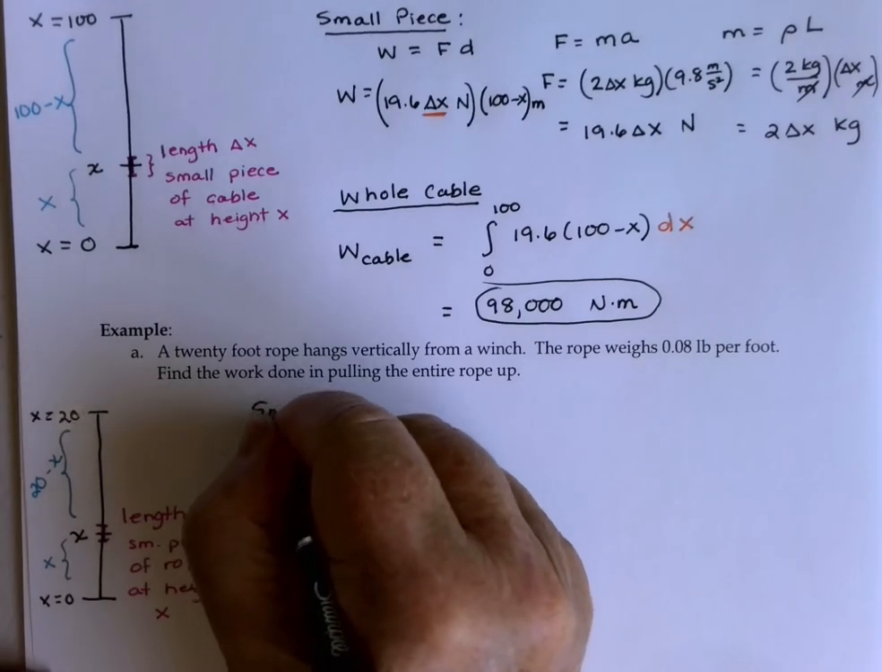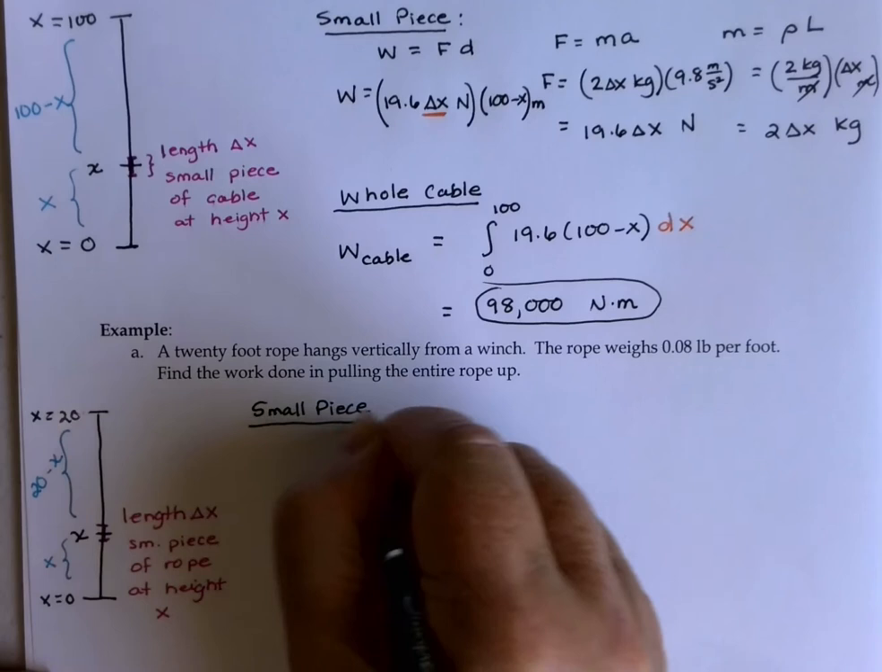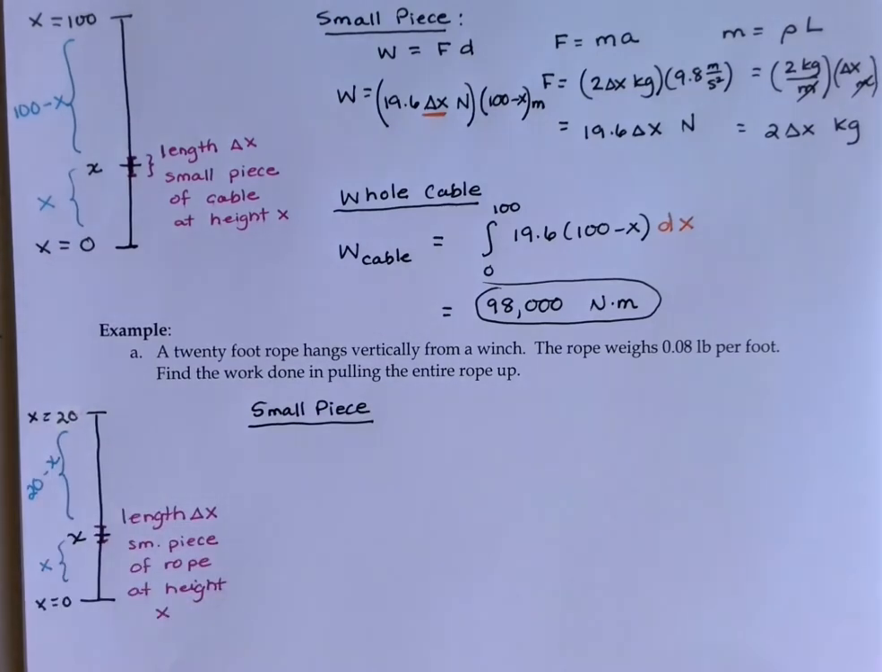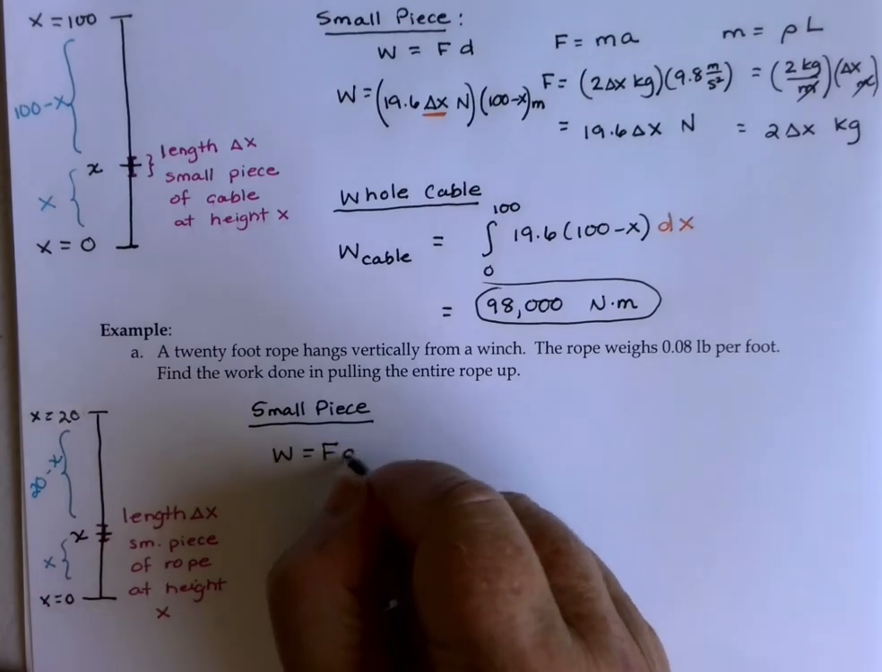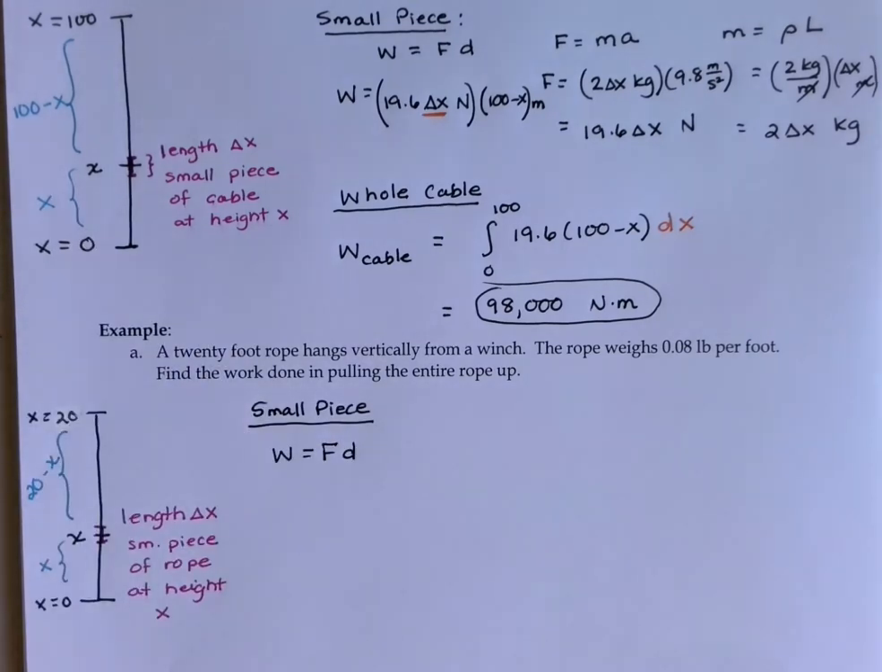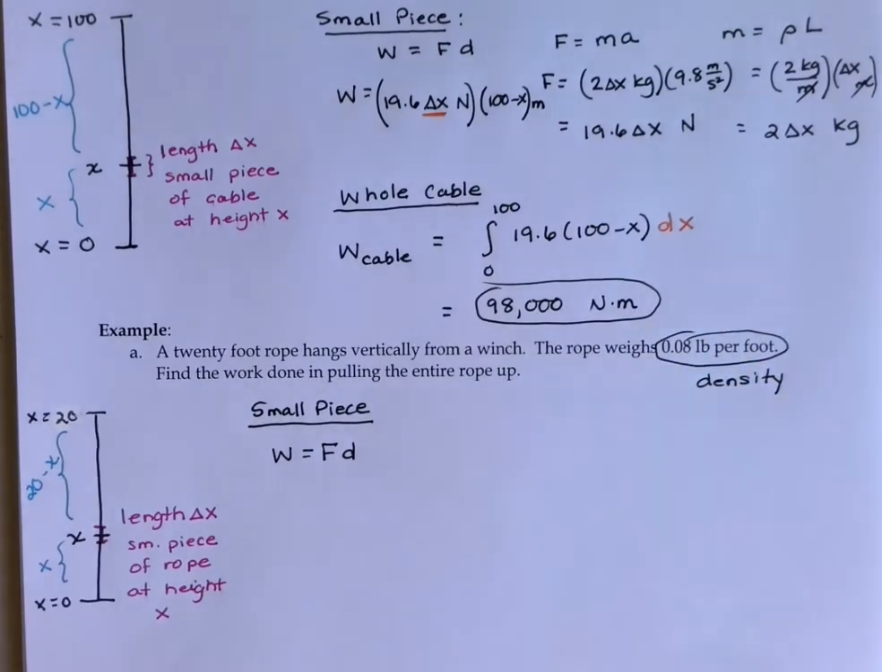And so I'm now going to go ahead and say for my small piece, let's figure out the work to lift just that one little tiny small piece of rope. So again, we know that work is force times distance. Now, this problem is a little bit different because notice I've given you something here that does look like a density, right? Doesn't that look like a density? But it's a little bit different density than the ones we've been working with until now.